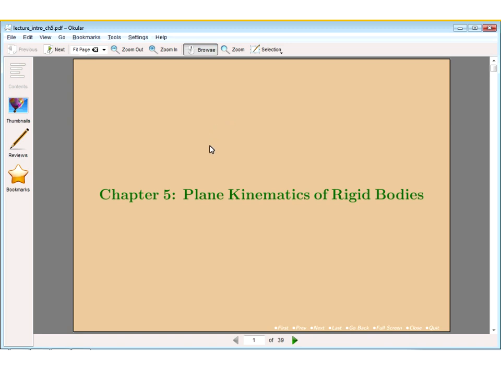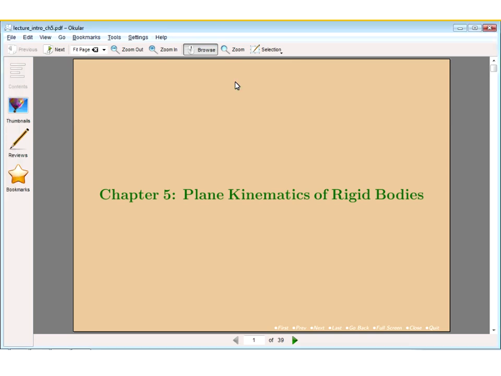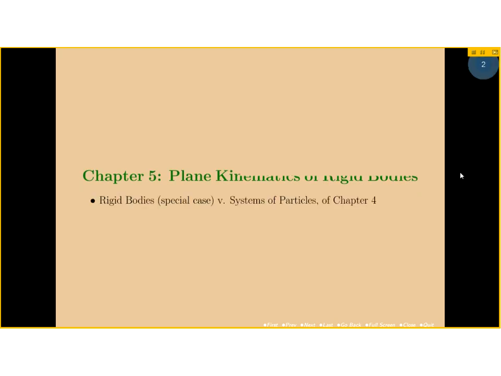So with this, I'd like to just switch off the video camera of myself here, and I'd also like to change the display into full screen so that you can perhaps see better. The title of Chapter 5 is Plane Kinematics of Rigid Bodies. Now, this sounds perhaps daunting, and because of that I'd like to almost analyze this chapter title a little bit to start off with.